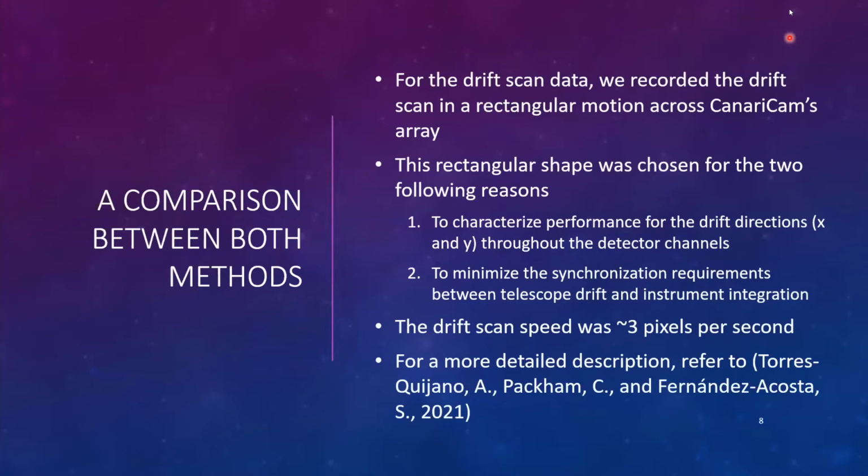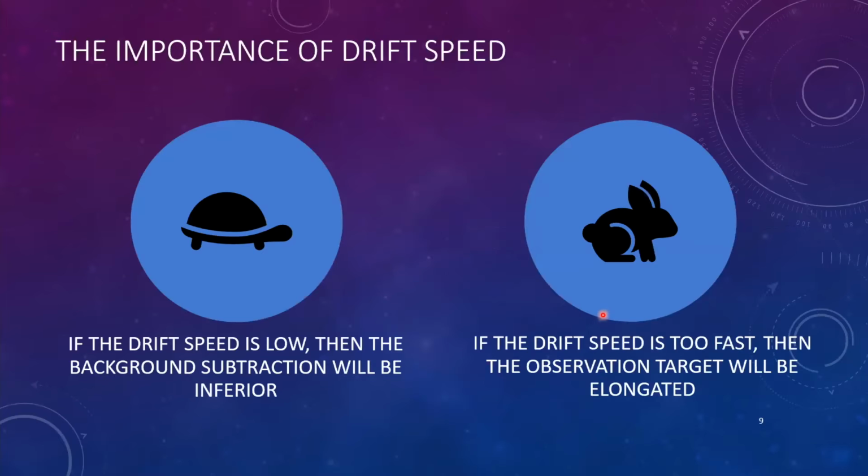For the drift scan data, we recorded the drift scan in a rectangular pattern across the array, as seen in the previous figure. This rectangular shape was chosen for two reasons: to characterize the performance for the drift directions in X and Y throughout the detector channels, and to minimize the synchronization requirements between telescope drift and instrument integration. The drift scan speed was approximately 3 pixels per second in our data set. A quick note on drift speed: if the drift speed is too low, then the background subtraction will be inferior, and if the drift speed is too fast, then the observation target could be elongated.